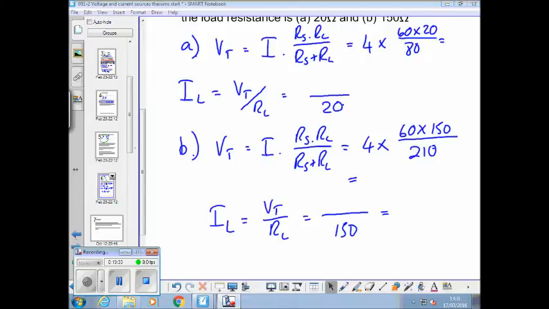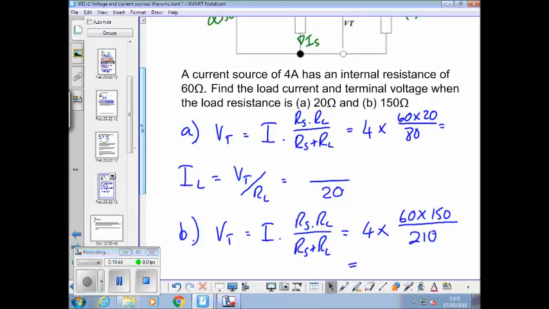Right, I've summarised what you need to do on the board there if you haven't already started that. So I'm calculating my terminal voltage in one go by multiplying the current from the source by the parallel resistance. Plug in those numbers. Has anyone done that? What answer do we get?